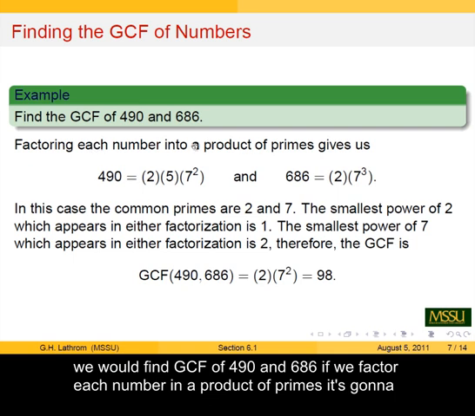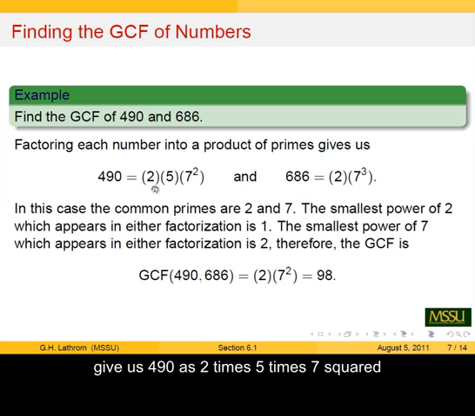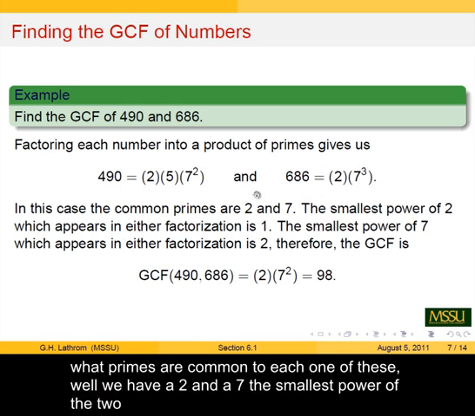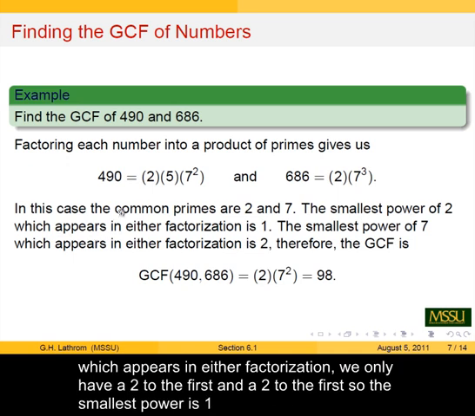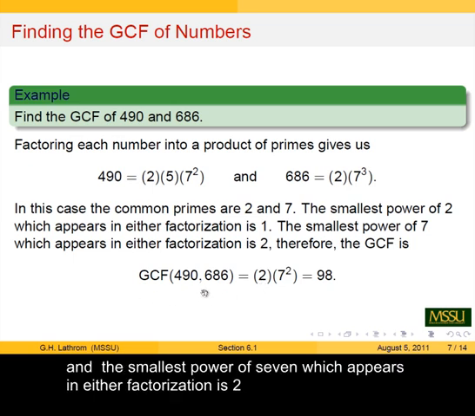If we factor each number into a product of primes, this is going to give us 490 as 2 times 5 times 7 squared, and 686 as 2 times 7 cubed. What primes are common to each one of these? Well, we've got a 2 which is common and a 7 which is common. The smallest power of the 2 which appears in either factorization, we only have a 2 to the first and a 2 to the first, so the smallest power is 1. So we have a 2 to the first power in our factorization of our GCF.